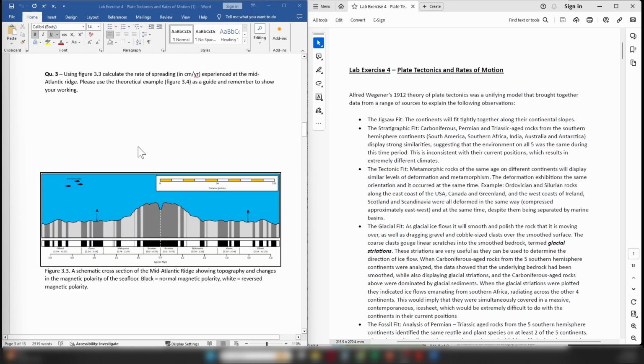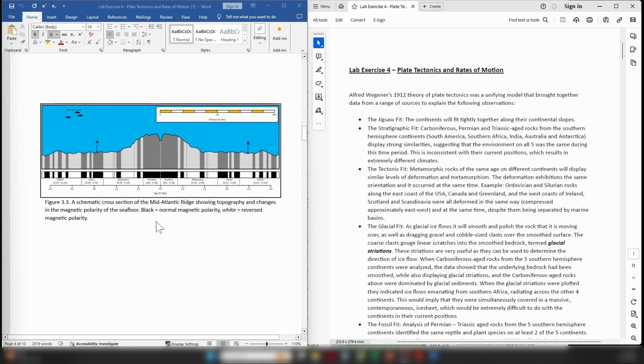So if we come down to 3.3, here we go. This is a schematic cross-section of the Mid-Atlantic Ridge. And what you can see is we have our Mid-Atlantic Ridge right here, our area of elevated terrain. And either side of it, we have these flatter areas that represent the abyssal plain, the relatively flat seafloor. Marked on the diagram in dark grey, we have the bands of normal magnetic polarity, so that's like the present day. And in the lighter grey, we have the bands of reversed magnetic polarity, so that's essentially the reverse of the modern setup.